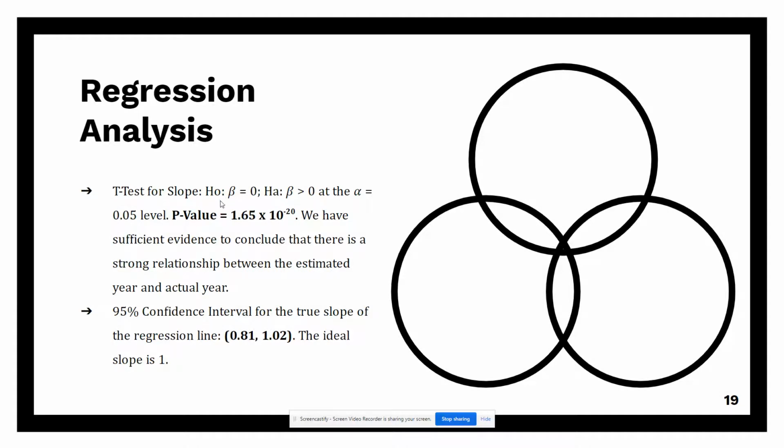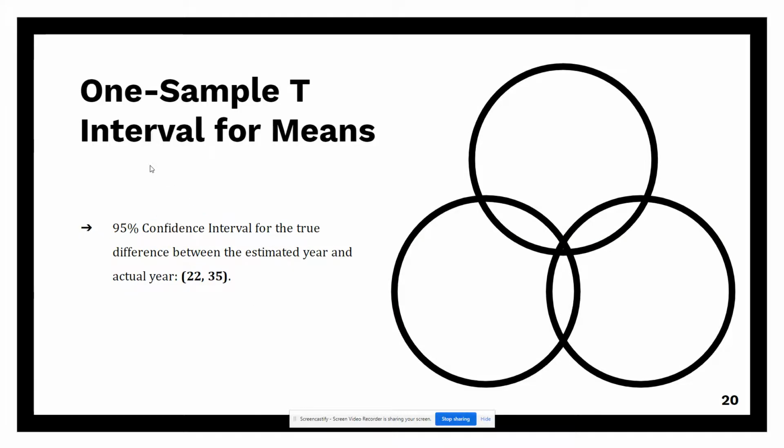Here is the regression analysis. I ran a t-test for slope, and I got a p-value of 1.65 times 10 to the negative 20, which shows that there is a strong positive relationship between the estimated and actual year. I also ran a 95% confidence interval, and I found the true slope of the regression line was between 0.81 and 1.02. This is perfect because the ideal slope, assuming my algorithm was perfectly correct, would be 1. And here's a 1-sample t-interval for the mean. I found a 95% confidence interval for the true difference between the estimated and actual year, and that was 22 to 35. So that is very accurate given my 400-year time span.